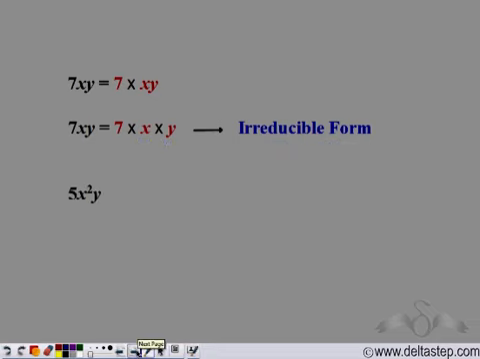Now let us take one more example. So how can I write 5x square y in its irreducible form? I can write it as 5 into x into x into y. So this is 5x square y written in its irreducible form. The factors are 5, x and y. So these are the different irreducible factors of 5x square y.